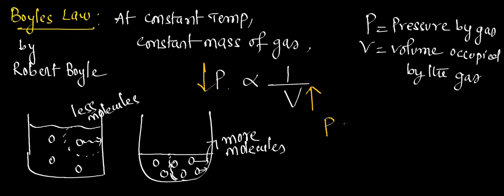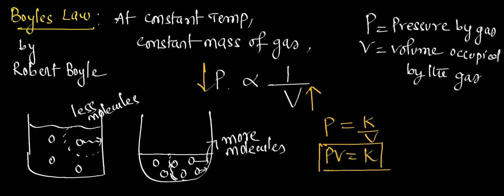So if you remove the proportionality, you will get some constant K by V. Now P into V is equal to constant. This is the mathematical form of Boyle's law. You can also take it like P1 V1 is equal to P2 V2.